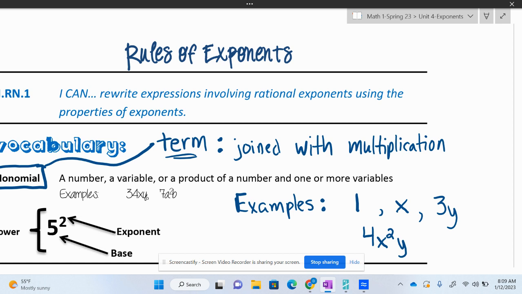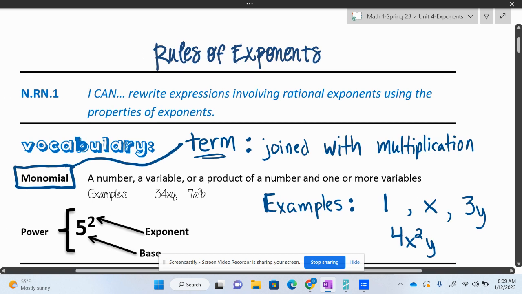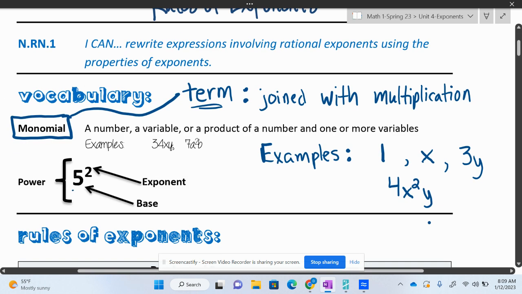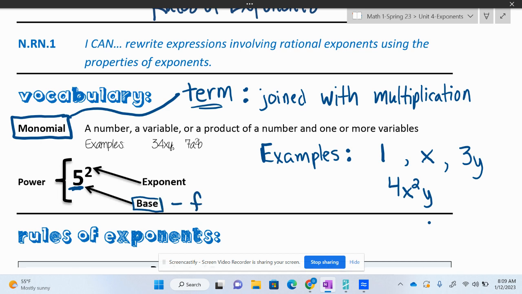So monomials are just terms. It can be a number all by itself, but we're talking about exponents. So typically it's going to be a number raised to a power or a variable raised to a power. Does that make sense? Okay. Yesterday we talked about this right here. We talked about 5, like the number on the bottom is the base, and it's going to be the factor, right? It's the number that we use over and over again. It's called the factor. And then that exponent tells us how many times that factor repeats. Okay. Do you guys feel all right with that?